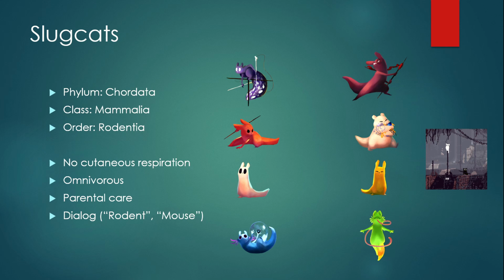Alright, and finally the Slugcats. Slugcats would be phylum Chordata, class Mammalia, and order Rodentia. They have no cutaneous respiration, which would be a characteristic of amphibians, no bird-like characteristics, and they don't seem to be reptilian either. They're omnivorous. They provide parental care for young, which is a common characteristic of rodents. Dialogue from certain characters calling them a rodent or mouse does line up with classing them as a rodent.